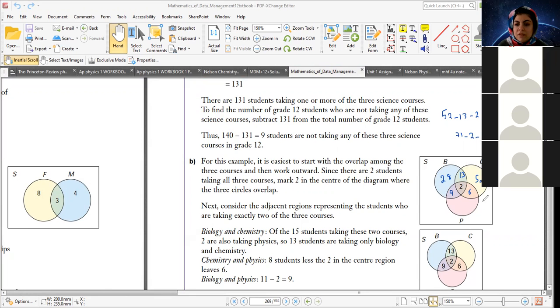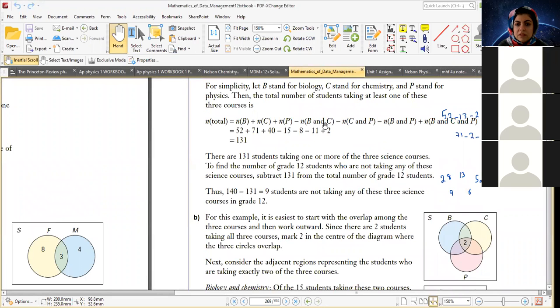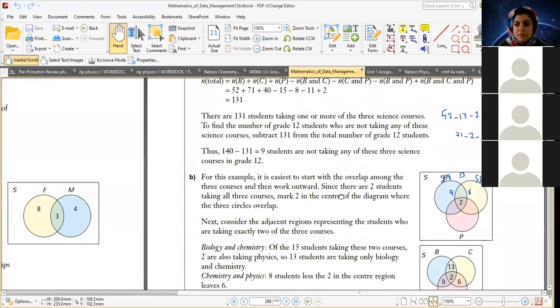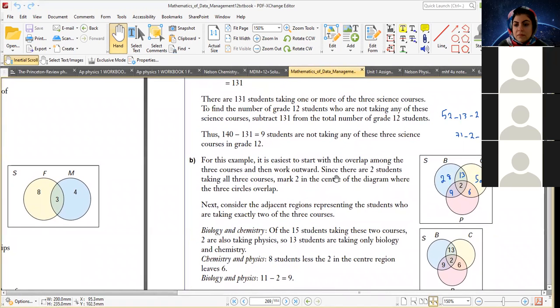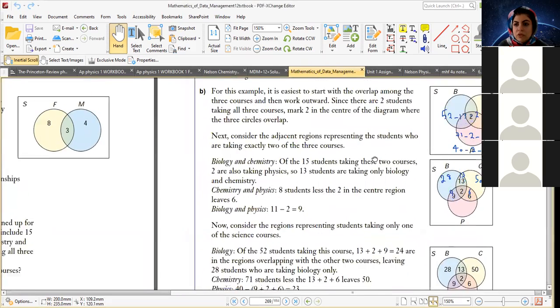To do this physics, I need to know how many students are taking physics. How many students are taking physics? It is 40 students. 40 students taking physics means to find the area here, I say 40 minus 2 minus 9 minus 6. Okay, so if you do that calculation, you should get 23.